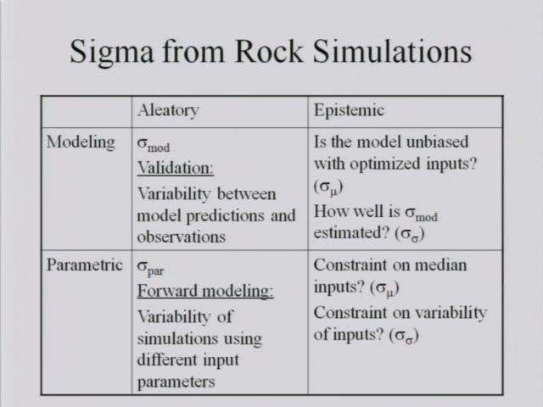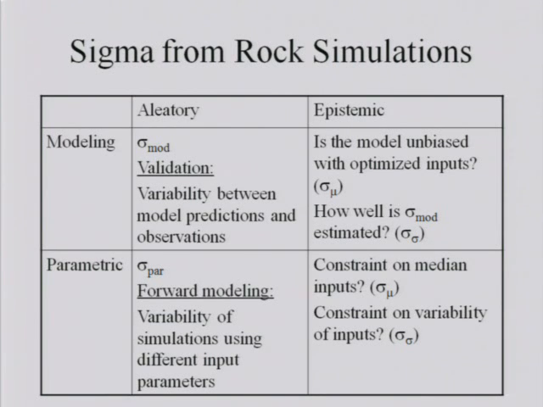The parametric part, I want the constraints on the median inputs. How well do I know that the median stress drop was 40 bars? Okay, that starts to contribute to my sigma sub mu. How well do I know the variability of that stress drop? Could the stress drops range from 10 to 100 bars? Basically, what is the standard deviation of the stress drop? And how well we constrain the variability of the stress drop contributes to our sigma-sigma term.